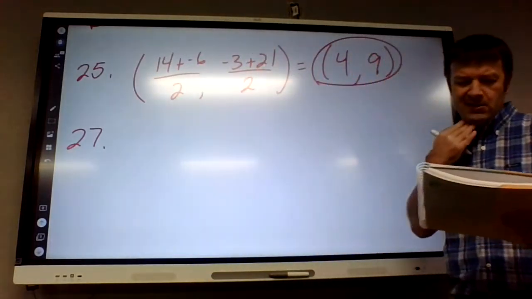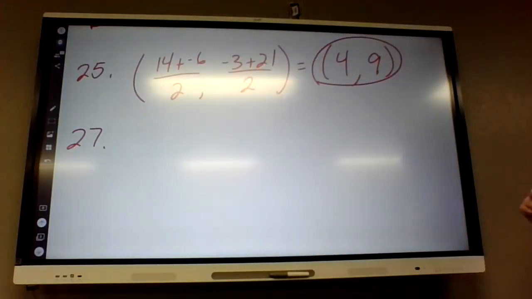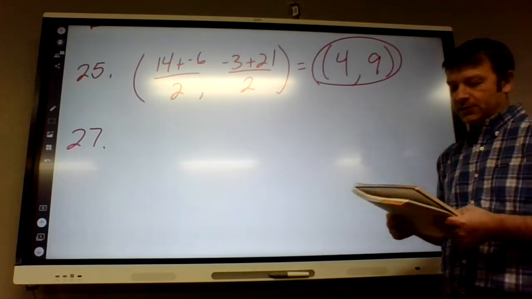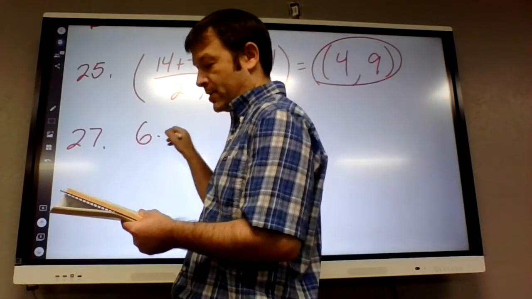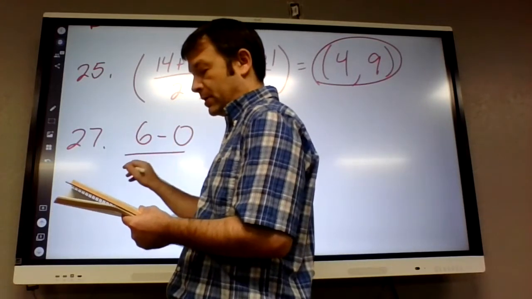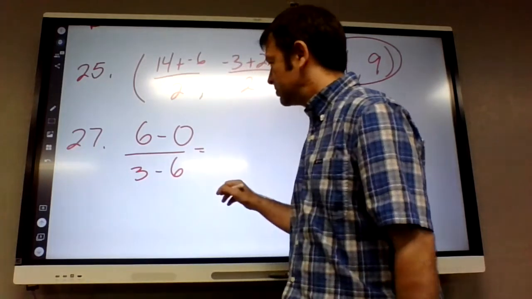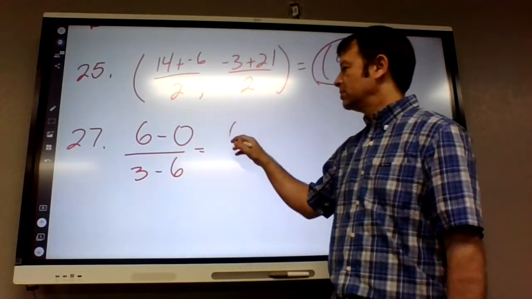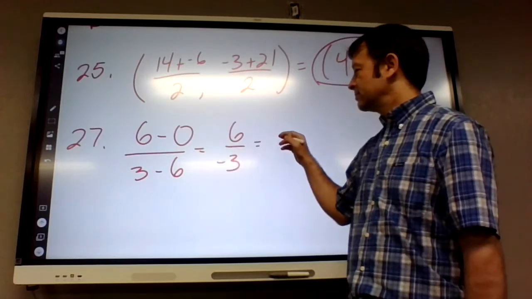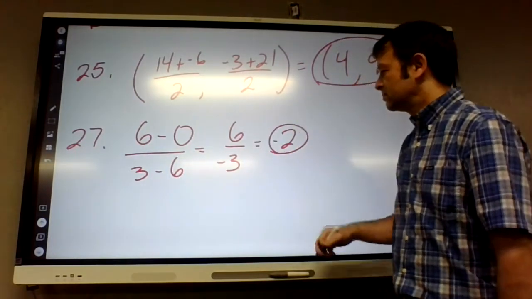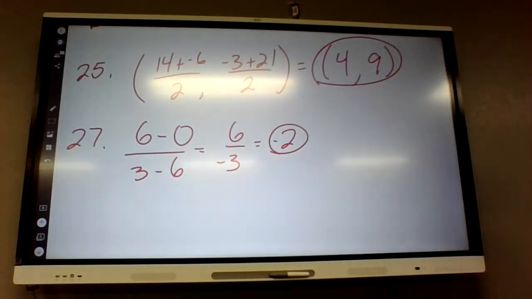Okay, 27 says the slope. So that was the formula y minus y over x minus x. So on 27, y minus y over x minus x. Reduce that as much as you can. 6 divided by negative 3 is negative 2. Nice. 29 and 30, these are doozies, so buckle up.